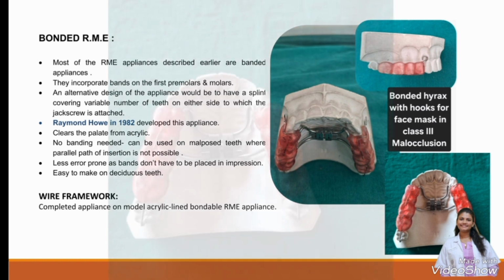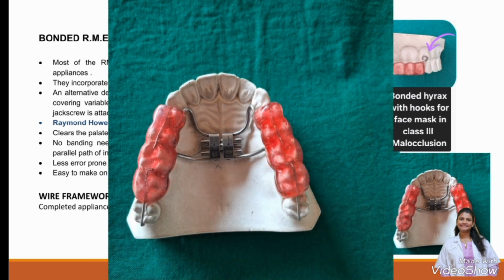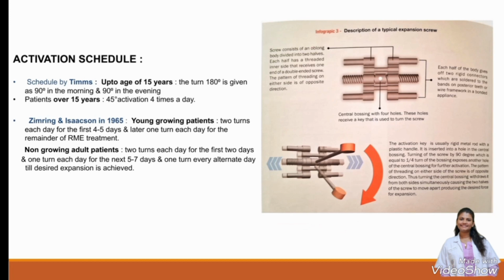Here there is a picture of a bonded Hyrax with hooks for a face mask in class 3 malocclusion for carrying out protraction of the maxilla. Now we will see the activation schedule of appliances. Schedule given by Timms: up to 15 years of age, a turn of 180 degrees is given as 90 degrees in the morning, 90 degrees in the evening. Over 15 years, 45 degree activation 4 times a day is given.